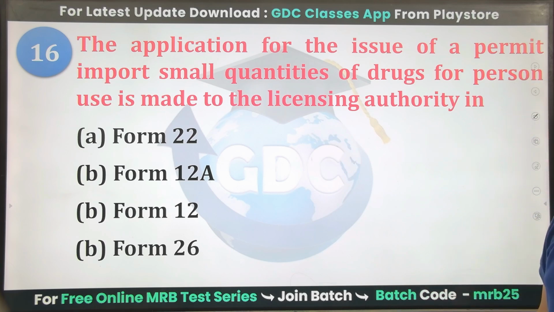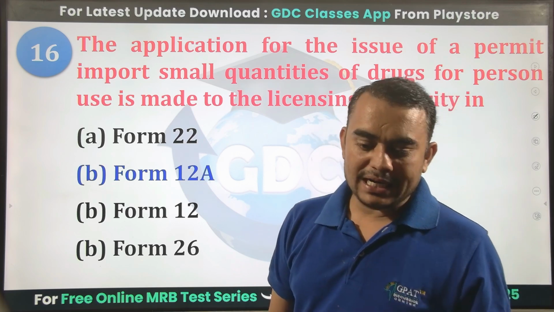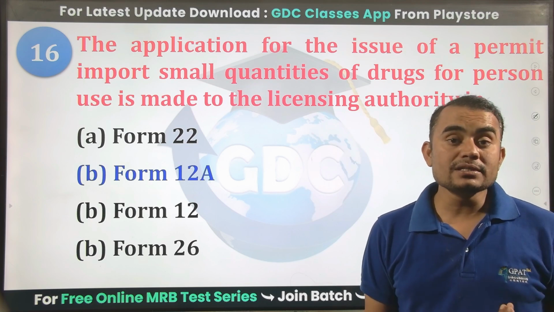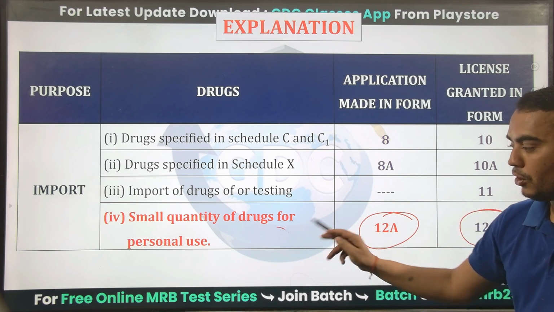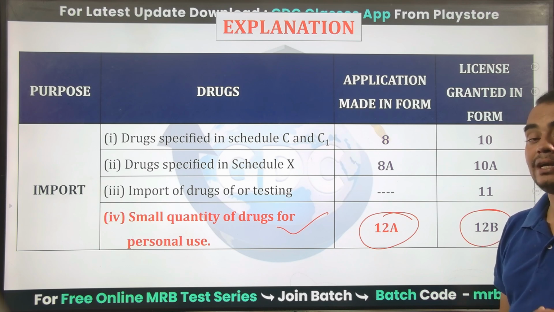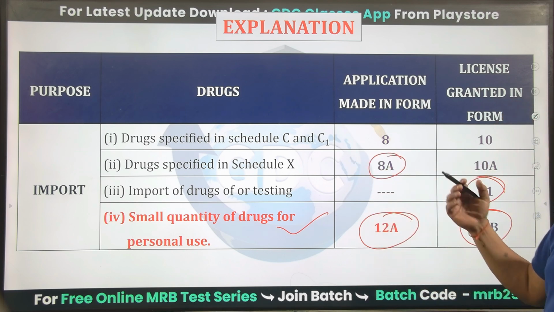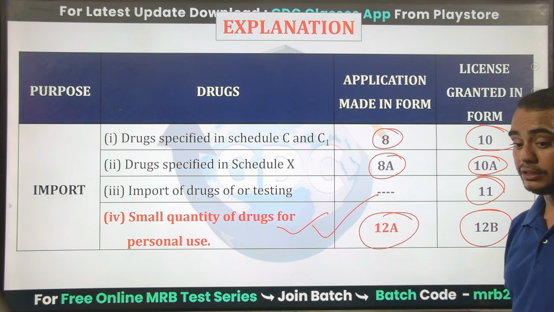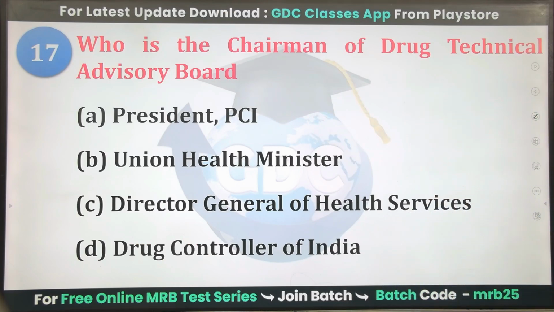The application for the issue of a permit to import a small quantity of drug for personal use is made to the licensing authority in Form 12A. Now, for different purposes, if we are importing any drug for our own purpose, for personal use, then we have to fill Form 12A and the license will be provided in Form 12B, small quantity for personal use. But if you are importing any drug for testing purposes, that will be made in Form 11. If it is a Schedule X drug, Form 8A application, 10A license, while for C and C1 substances, Form 8 application, Form 10 license. But this question I have asked various times. For personal use, you have to fill Form 12A and the license will be issued in Form 12B.